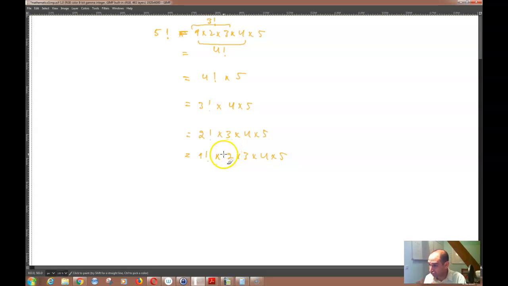And of course, for any natural number n, n factorial is equal to n times n minus 1 factorial.